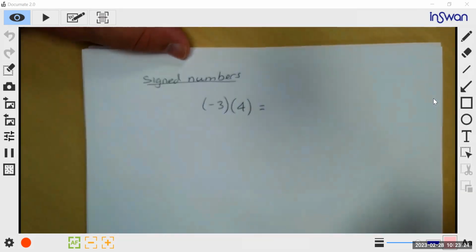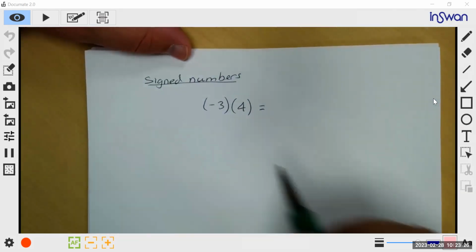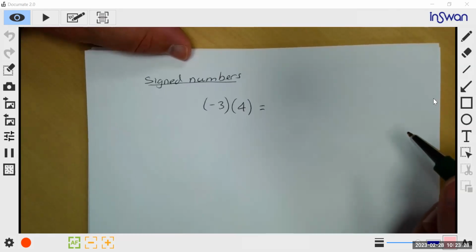Again, treat the signs and the numbers separately. Is the answer gonna be positive or negative? Why? Why is it gonna be negative?